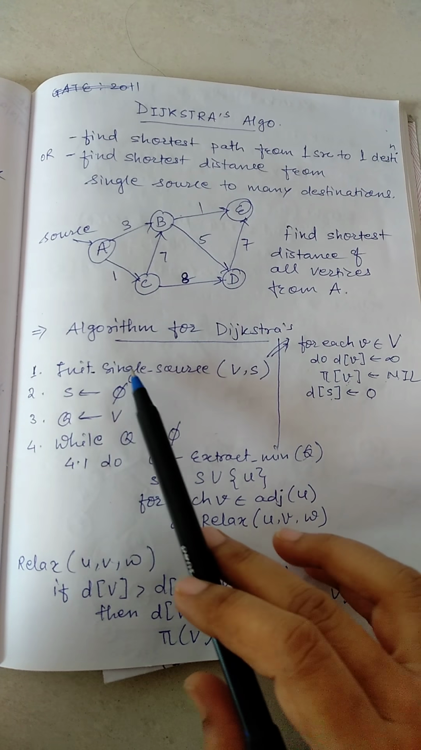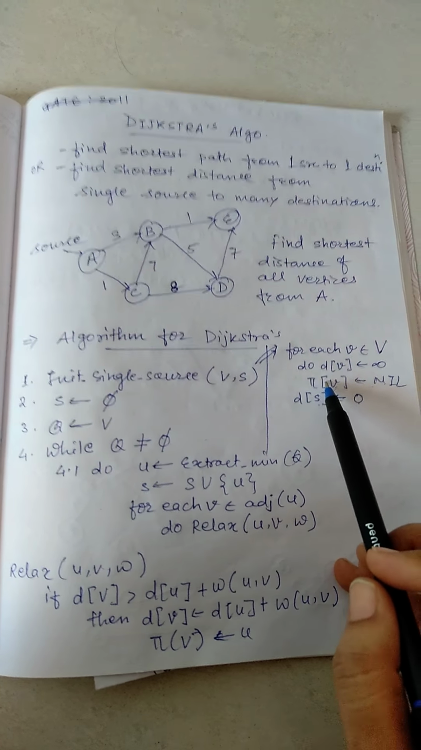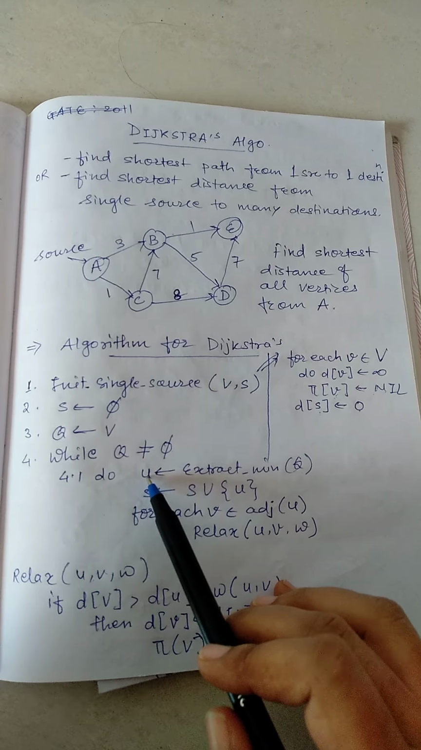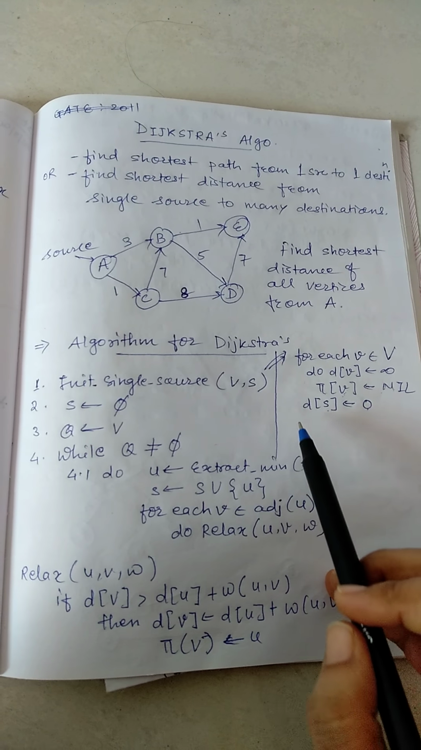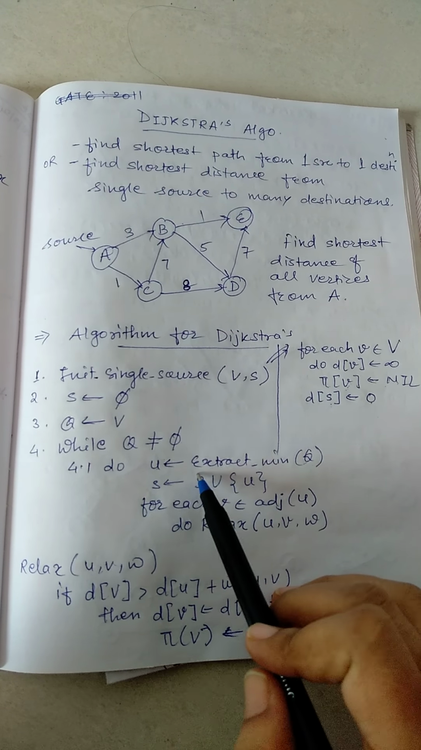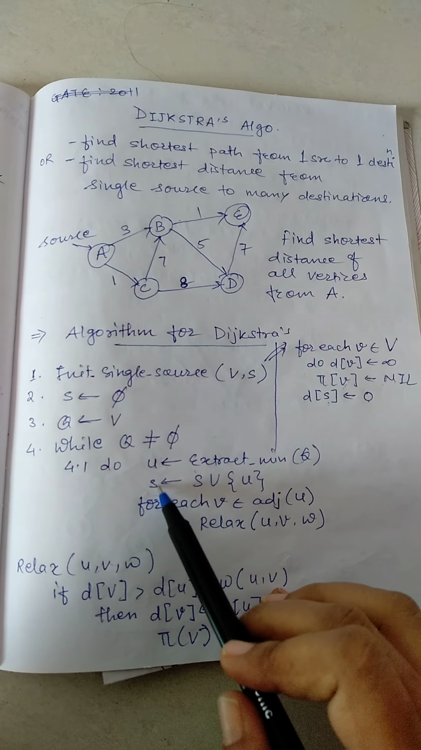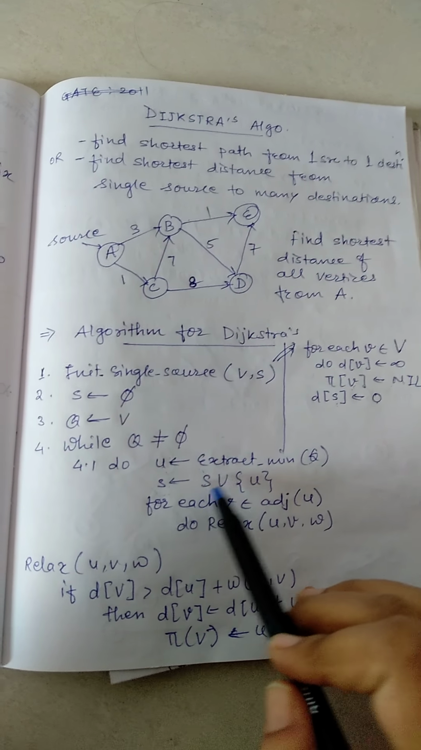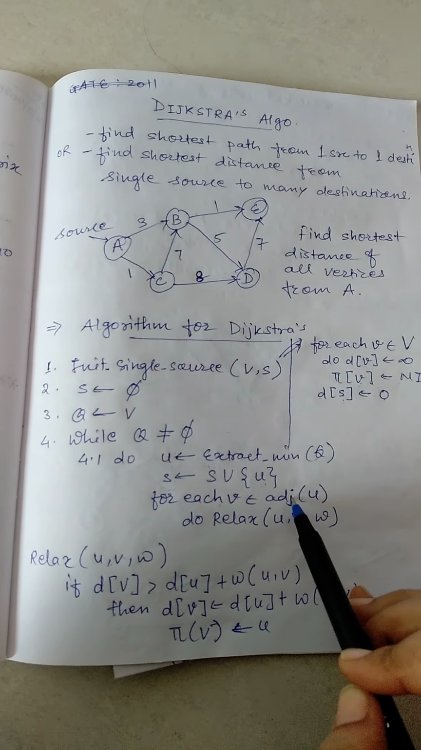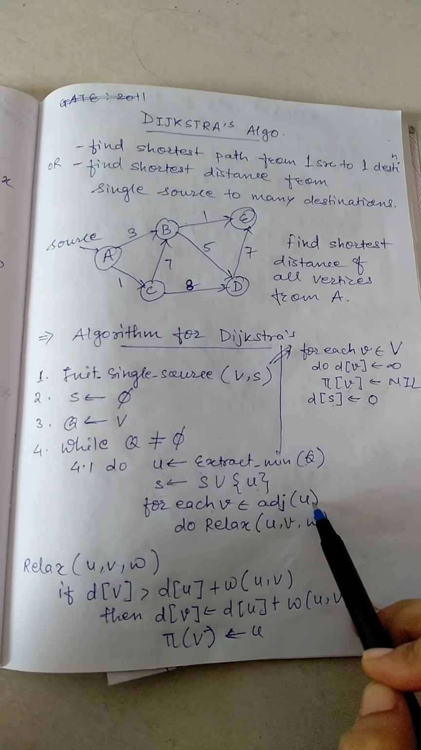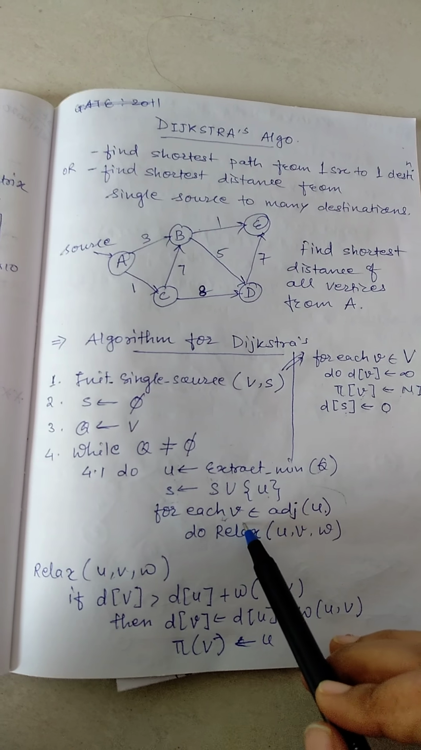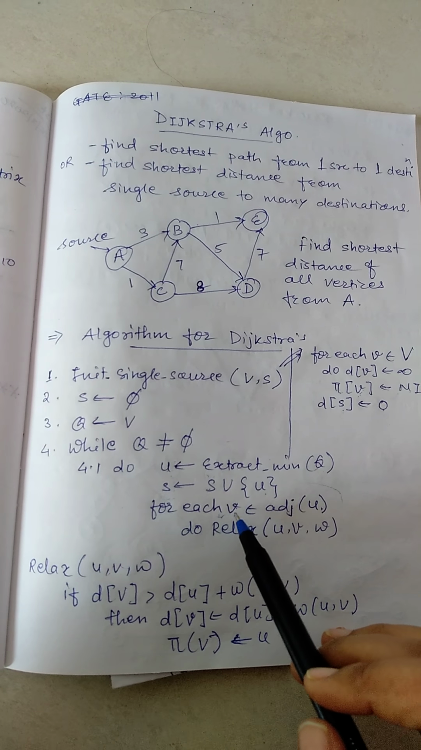As we have seen in the INIT-SINGLE-SOURCE function, we have set the d value of all the vertices to infinity except for the source node. So because of this, the source gets extracted as its d value is 0. After extracting the source in u, we add that source to the set S as S union {u}. Then for each vertex v which is adjacent to u, we find the adjacent vertices of u, and those adjacent vertices we consider as v.